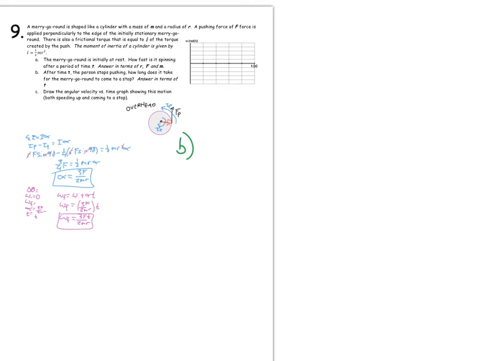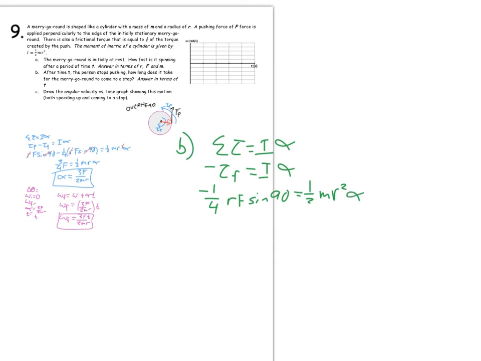We now want to know, after time t the person stops pushing, how long does it take the merry-go-round to come to rest? Well, what we're going to have now is just that frictional torque going the opposite direction, and so we can solve for our new angular acceleration. That frictional torque was 1/4 R F sine of 90, and that's going to be equal to 1/2 m r squared, our moment of inertia, times alpha, and r cancels out once again. And what we end up getting this time is that our new angular acceleration is going to be 2F over 4mr, which is really just F over 2mr.